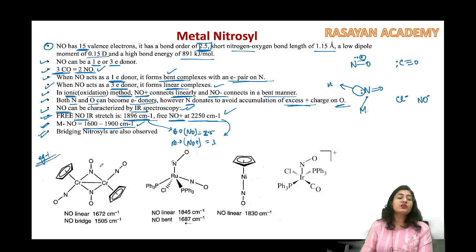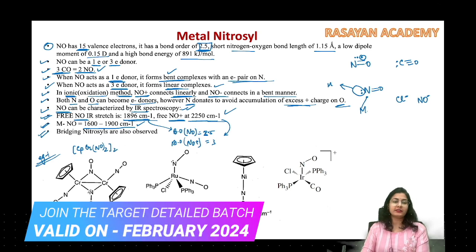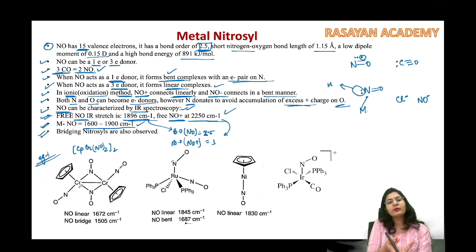Example number 1. In this complex, it's a chromium complex. And guys, you have to remember these examples, otherwise you'll forget and make mistakes in the exam. I'm writing CpCr(NO) whole 2 like this. If you are given this complex and they ask what is the nature of the nitrosyl, what will you answer? You have to know by counting the number of electrons. This Cp is giving you 5 electrons.